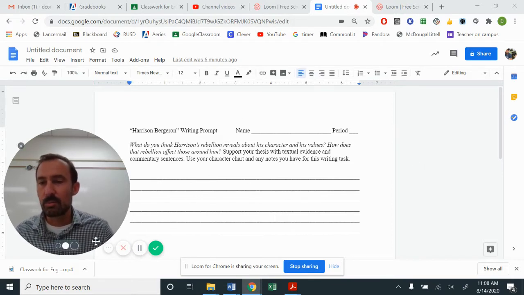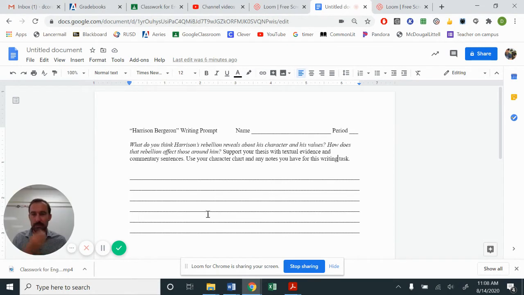For the Harrison Bergeron prompt, let me make myself a little bit smaller so you can see here. There's a lot that goes on in that short story. There's the science fiction, there's the government, there's Harrison Bergeron's rebellion and what that looks like. So what we want to do is understand his character. And the great thing is that you'll be able to use your characterization chart when you do your writing.